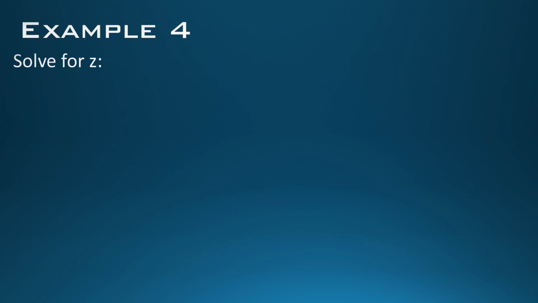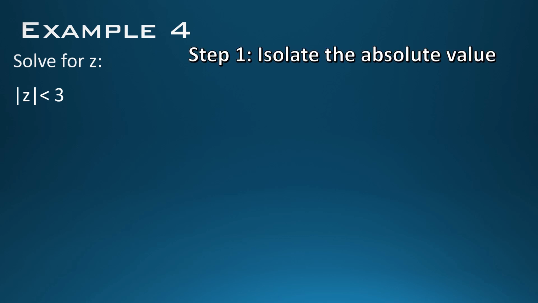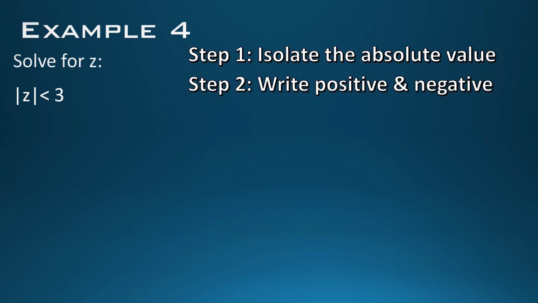Alright guys, example number 4, solving for z. We have the absolute value of z is less than 3. Now normally our first step would be to isolate the absolute value. However, that's already been done for us. How about that? So step number 2 is to write it as a positive and a negative.